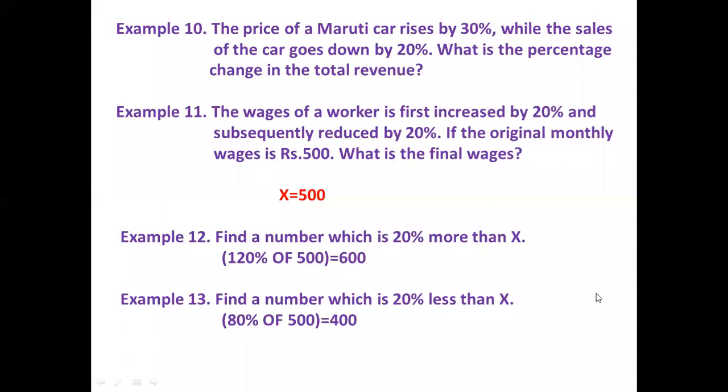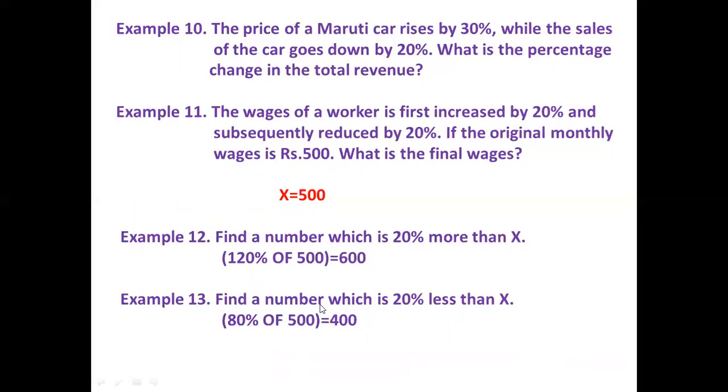Now one more concept I would like to discuss with you. Suppose x is a number equal to 500. If you have to find a number which is 20% more than x, you can directly find 120% of 500, instead of first finding 20% and then adding it. You will get the answer.